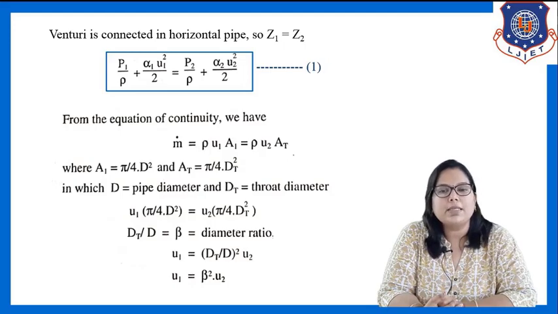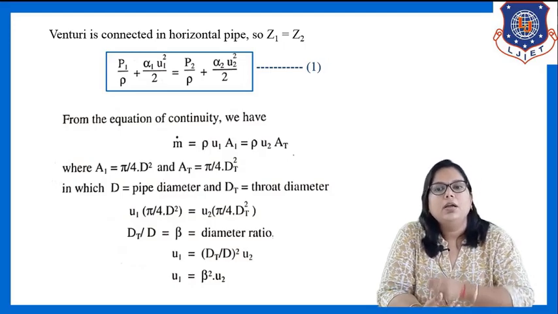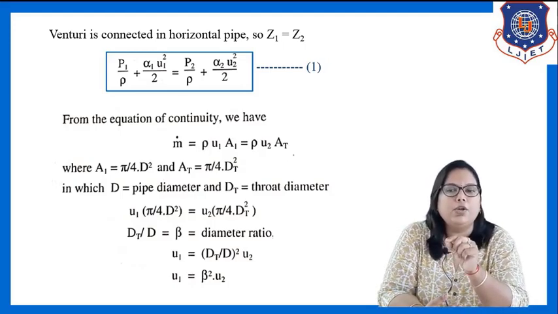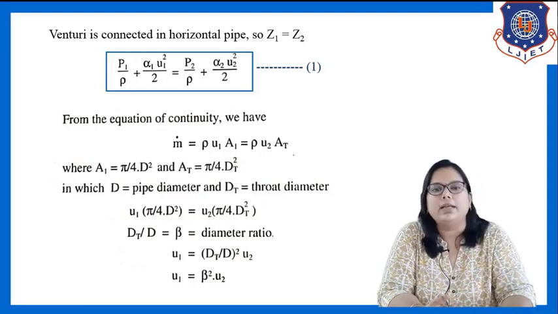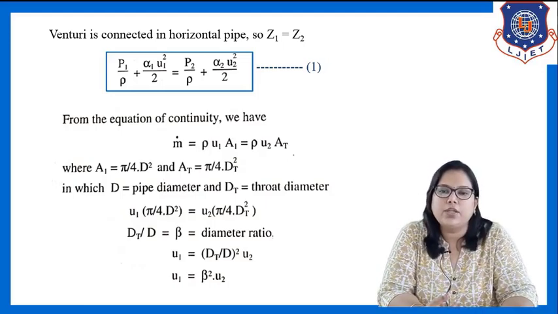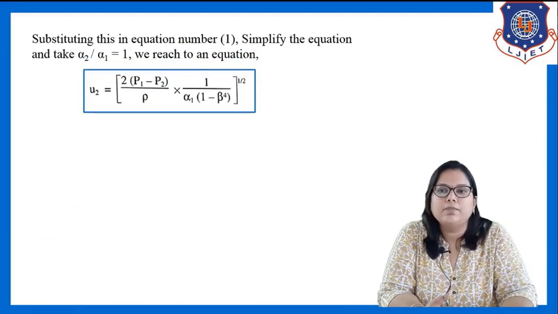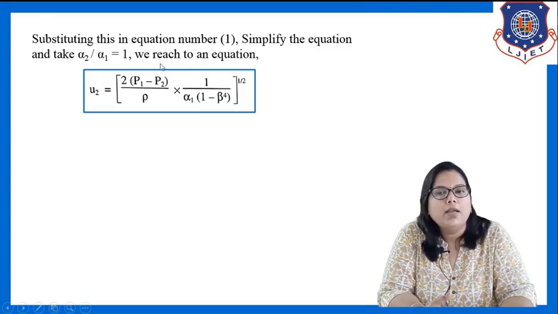Now I can simplify this equation. Now put this u1 value in equation number 1. u1 is beta square u2. Substituting this in equation number 1 and simplifying the equation, here I am taking alpha 2 by alpha 1 equals to 1. We reach the equation.